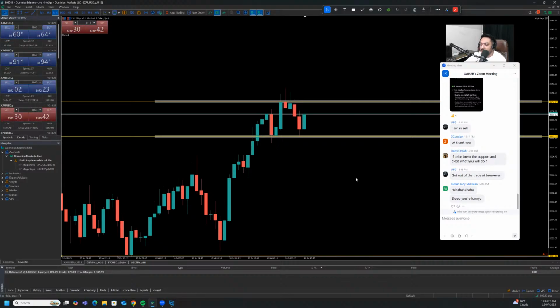Okay, I hate this black theme in MT5. Good for you, I have learned trading.